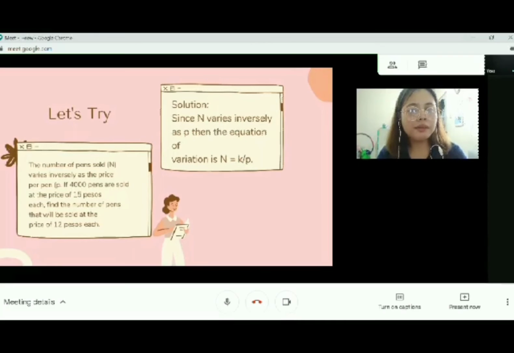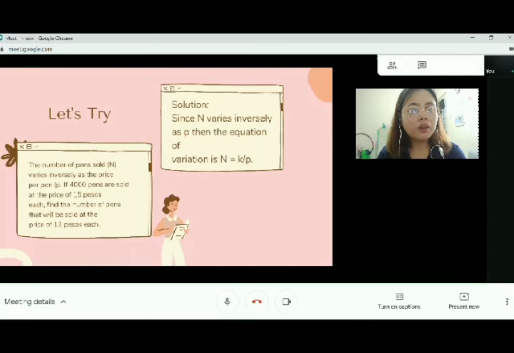Okay, student 5. To find the constant of variation k, substitute n equals 4,000 and p equals 15. n equals k over p. 4,000 equals k over 15. k equals 4,000 multiplied by 15. k equals 60,000. Okay, very good. You are correct. So another one.